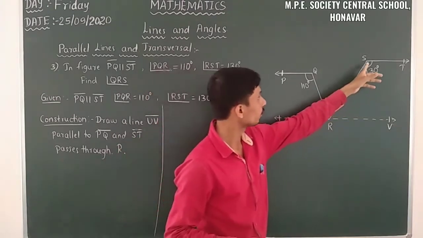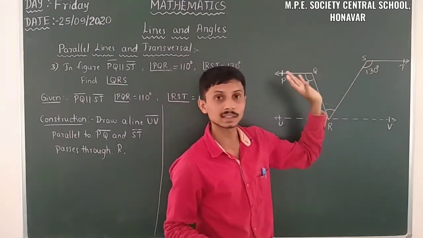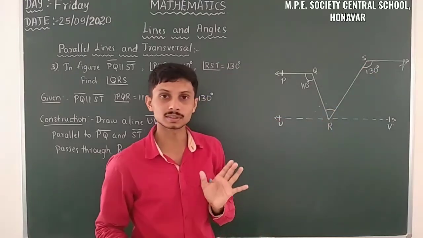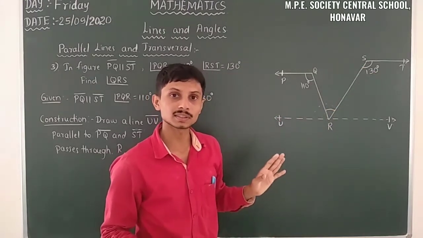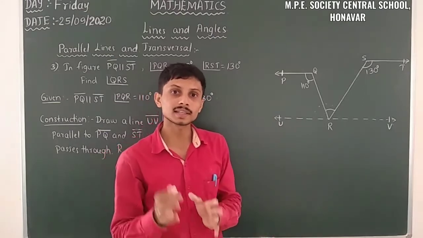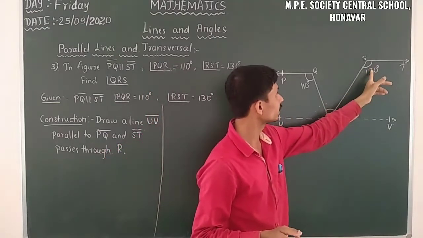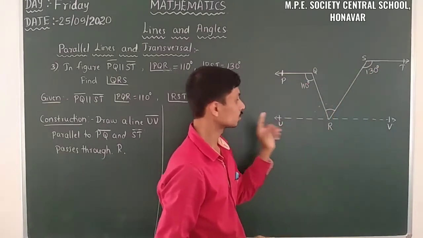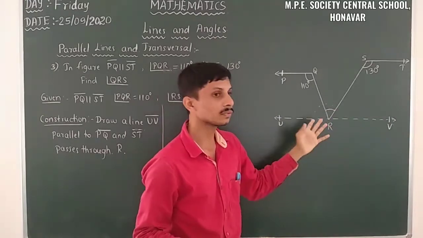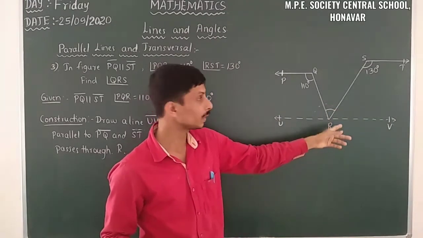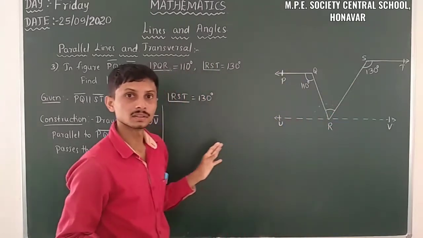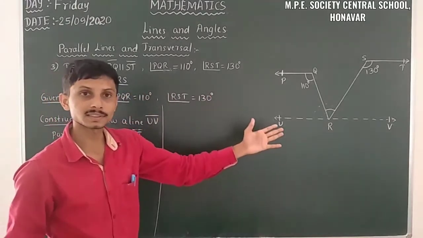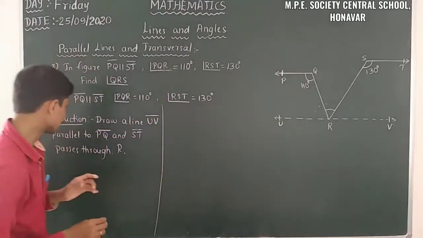So just observe, when UV is parallel to ST, then SR is a transversal. Then alternate interior angles are equal. That means this angle is 130 degrees. So angle RST is equal to angle SRU. That means this complete angle we have, that is 130 degrees. So for that what we have to do? We have to take UV parallel to ST and SR a transversal.